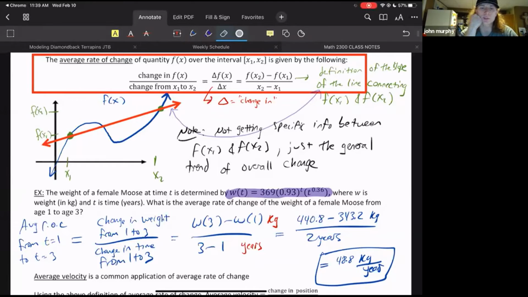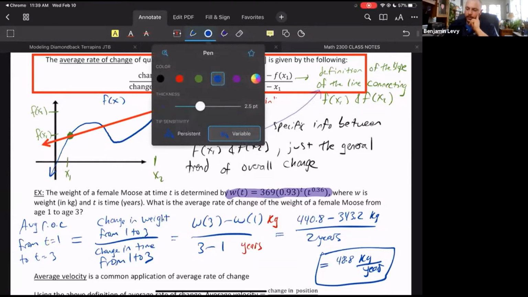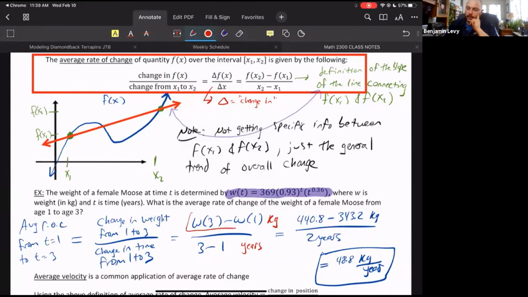Where'd you get those numbers in the numerator? I plugged them into the function. So when we write down W of 3, W of 1, here's W of t. So you plug the numbers into W of t to get those. And I just did it ahead of time. So it's like 369 times 0.93 raised to the third times 3 to the 0.36. You should just plug in t values.